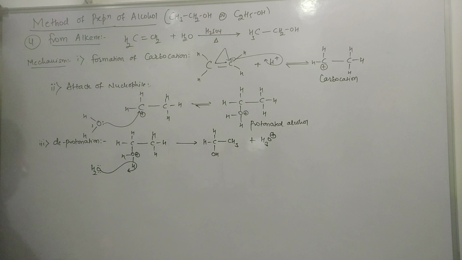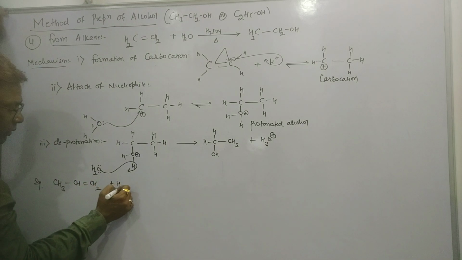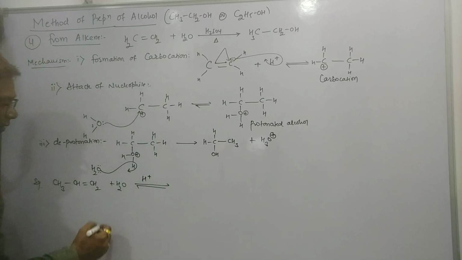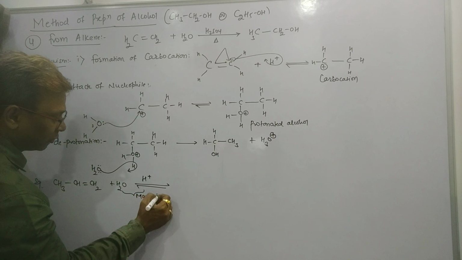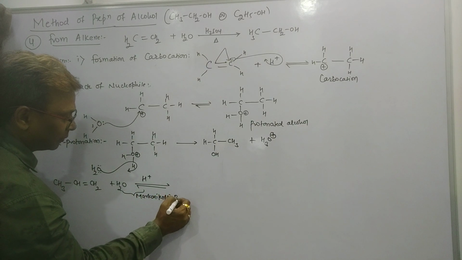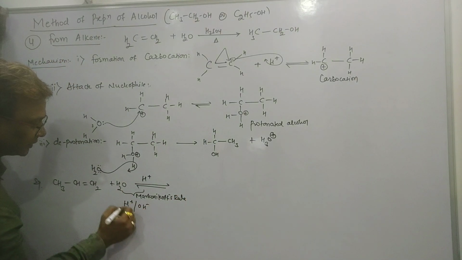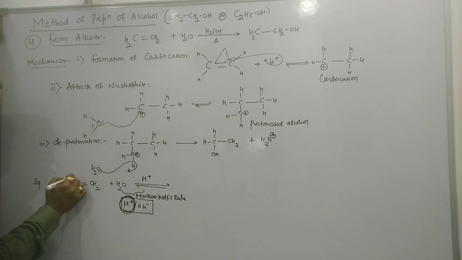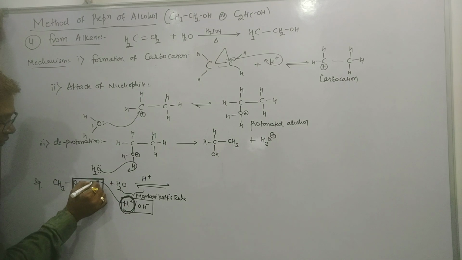So that is one method. But I will take one more example. I have an unsymmetrical alkene, and whenever I want to add a water molecule in the presence of dilute acid, it will follow the rule called Markovnikov's rule. In this rule, water will ionize as H plus and OH minus. Markovnikov's rule says that the positive part of the attacking reagent attaches itself to that double bonded carbon which has more hydrogens.